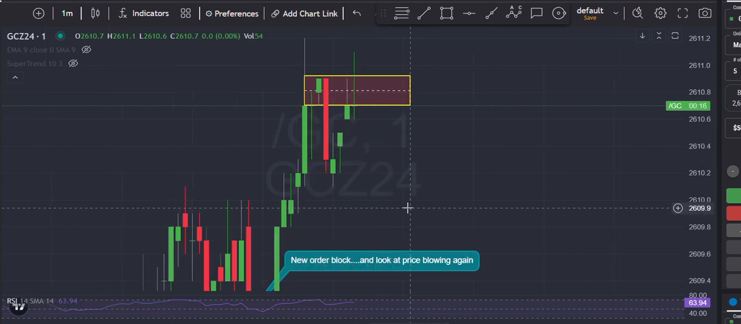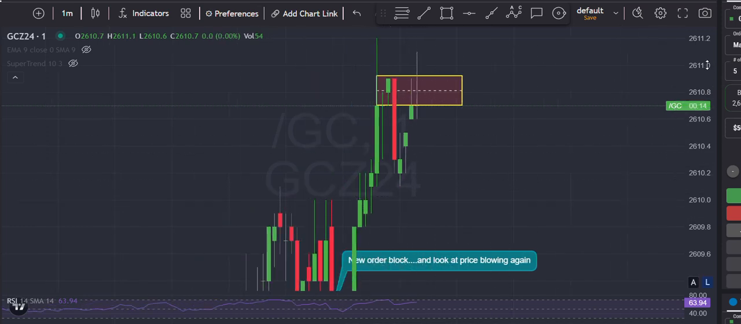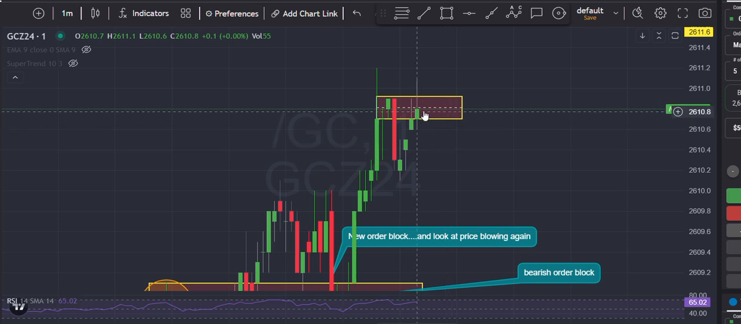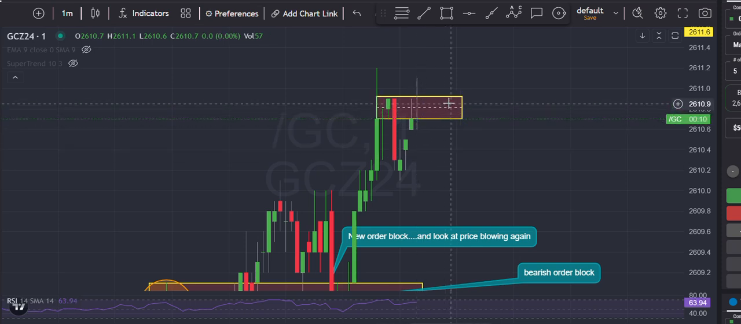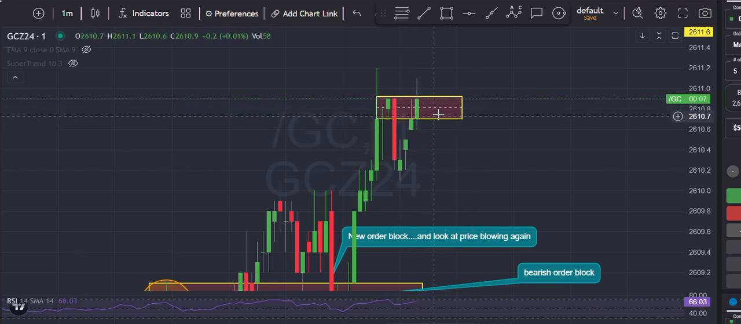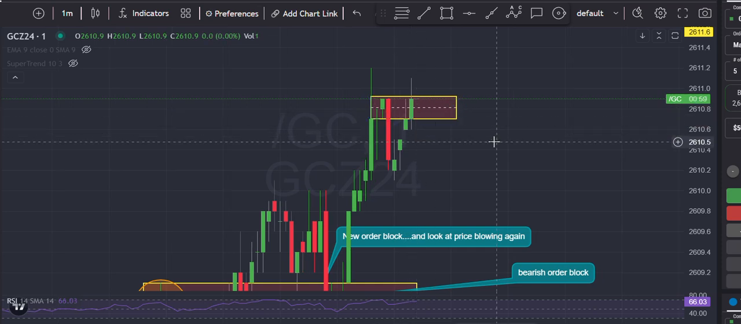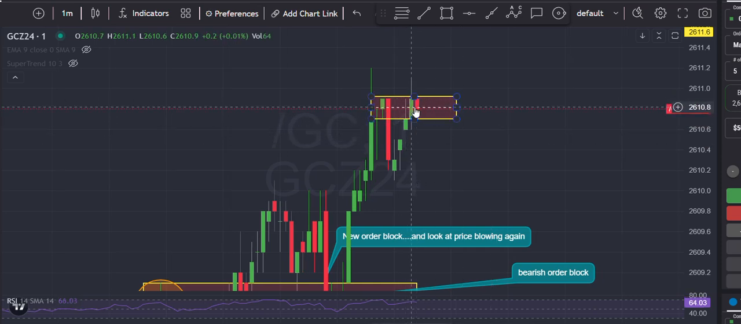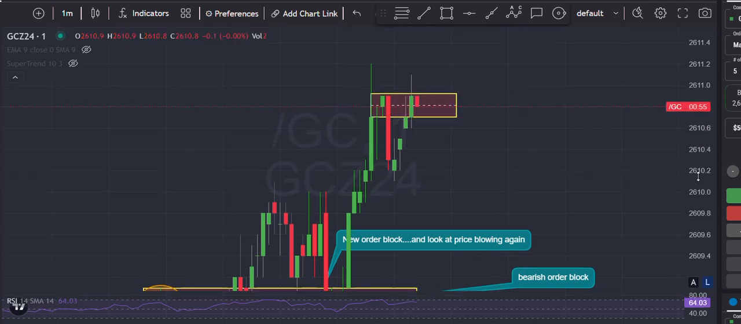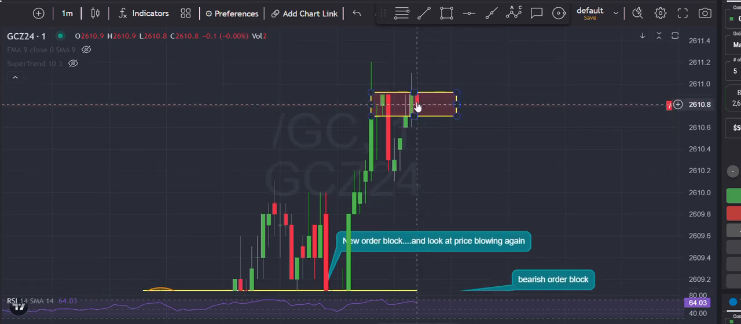That's what the market does. But what is the rule? The rule is, as long as price doesn't close above your 50% line, this is a strong... well, actually, this is your bearish order block. Sorry. And price just opened above, but we're still seeing bearish momentum.